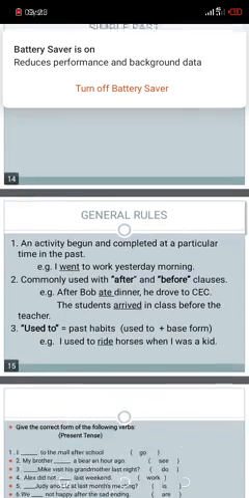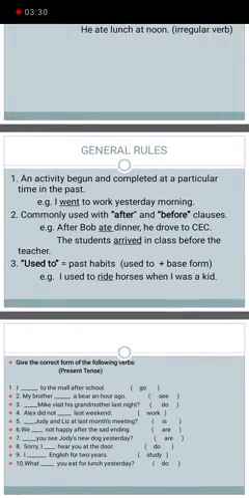We have the general rules down there. An activity began and completed at a particular time in the past. For example, I went to work yesterday morning. Number two, commonly used with after and before clauses. For example, after Bob ate dinner, he drove to CEC. Another example, the student arrived in class before the teacher.